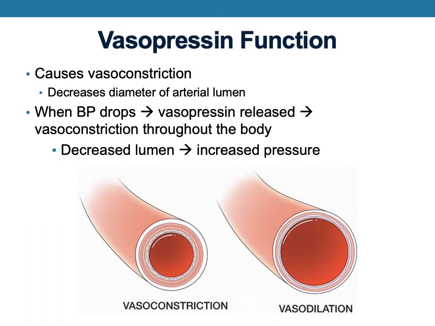ADH/vasopressin is released, the ADH function will increase body fluids by acting on the kidneys, and vasopressin's function will act on smooth muscle of arterial blood vessels to increase blood pressure. It's just like squeezing the lumen of a garden hose will increase water pressure. Decreasing the lumen of an arterial vessel will increase blood pressure.